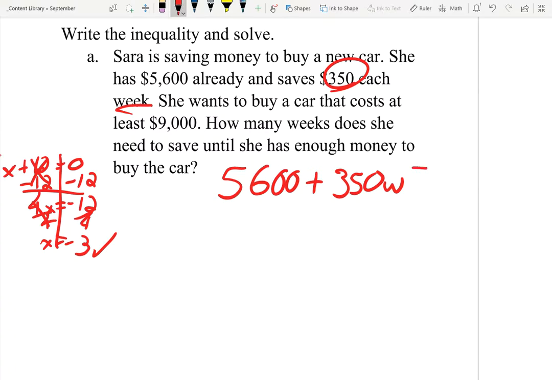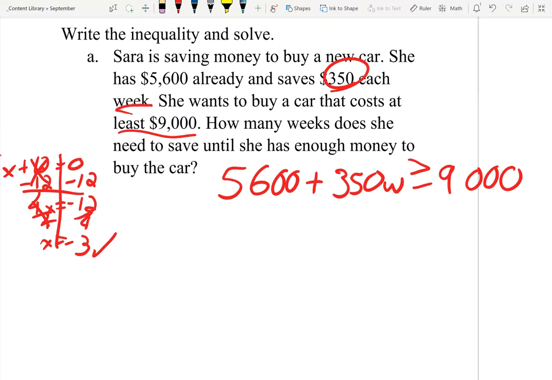So she wants to have more than or equal to $9,000. If I make this less than or equal to, then she'll never be able to buy the car unless it costs exactly $9,000, because she wants the car to be at least $9,000. So the amount of money she has to save needs to be more than or equal to $9,000 to buy this car.